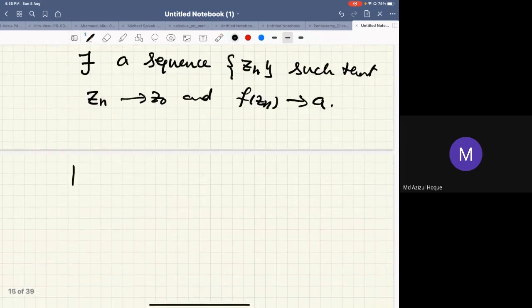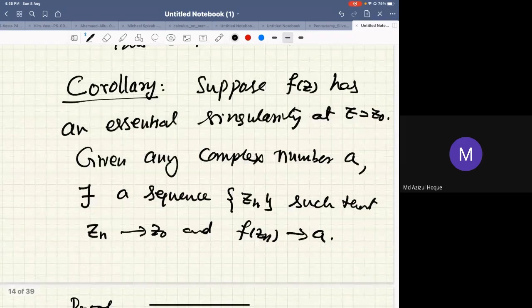Can someone give the idea of the proof? Sir, we can say contrapositively that if Zn tends to Z0 and Zn does not converge to the point a, then Z0 is not an essential singularity. Like contrapositively, can we say that? Yeah. But you have a very easy proof. Just imitate the proof in one line. Just apply the Casorati-Weierstrass theorem.